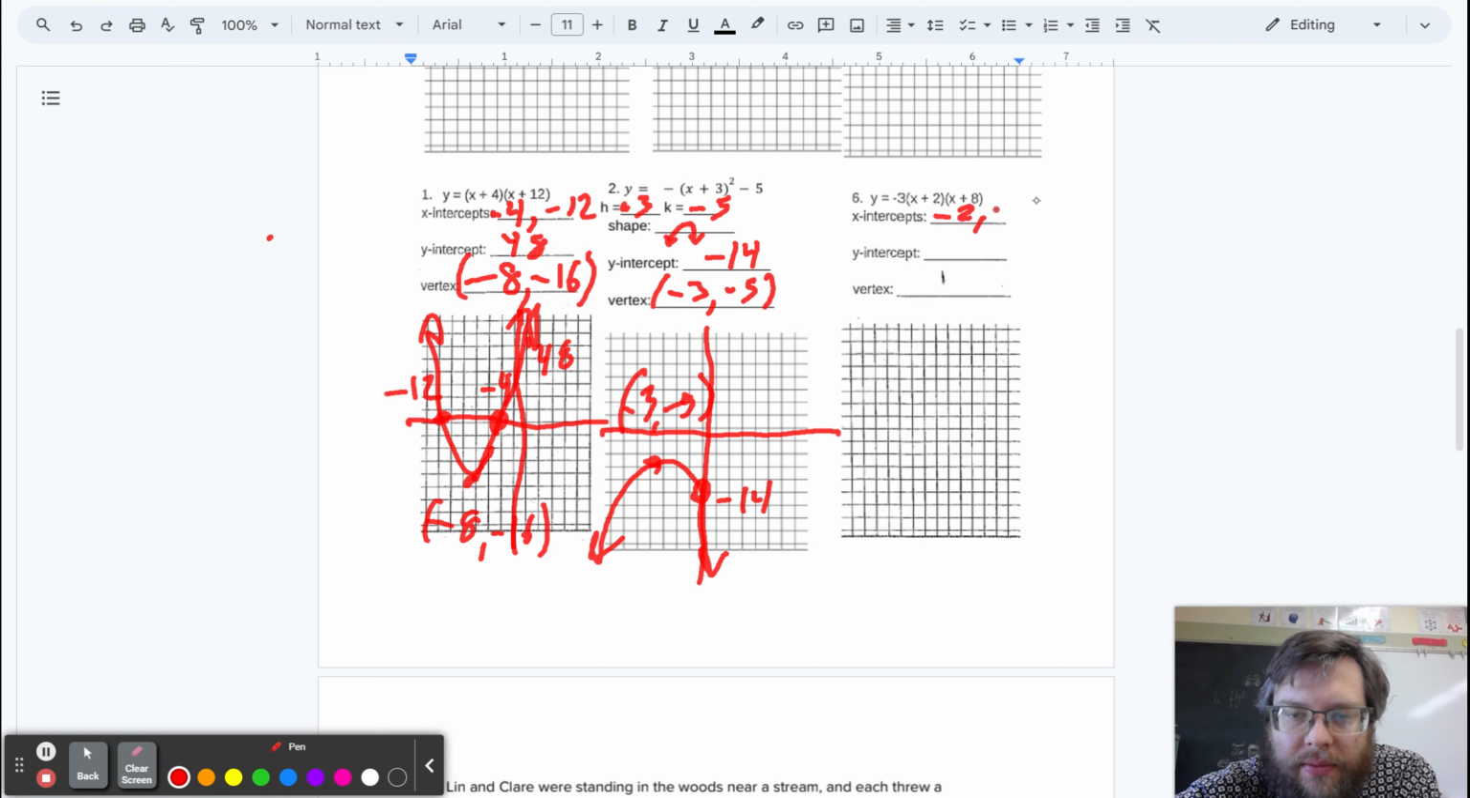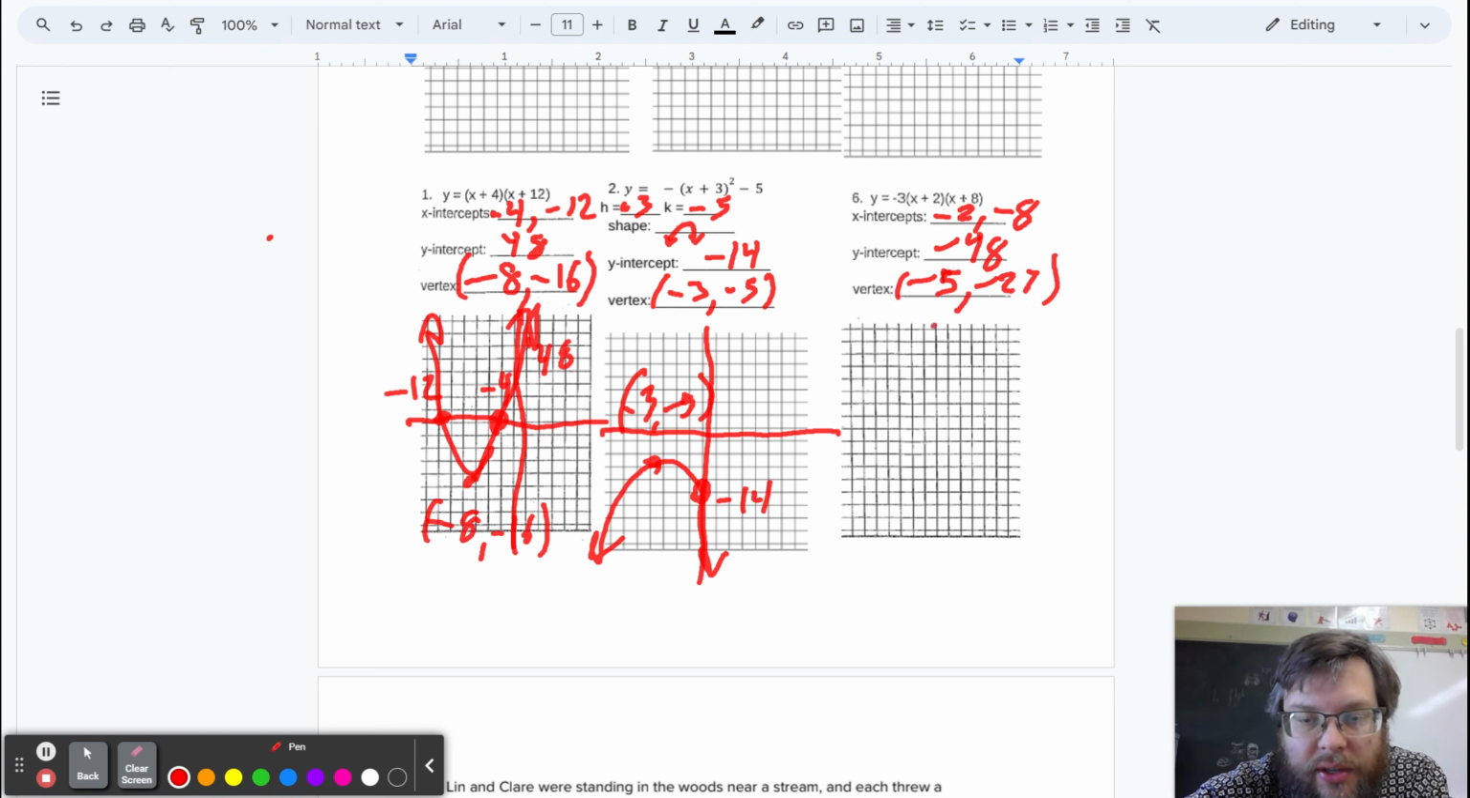On this last one, factored form, negative 2 and negative 8. Because those numbers make the parentheses equal 0, if I find the y-intercept, I'm plugging in 0 for x, and so I get negative 3 times 2 times 8, which is negative 48. And then the vertex is halfway between the x's, so that's negative 5. And what would that give me? Negative 27, I think. So negative 5, negative 27.